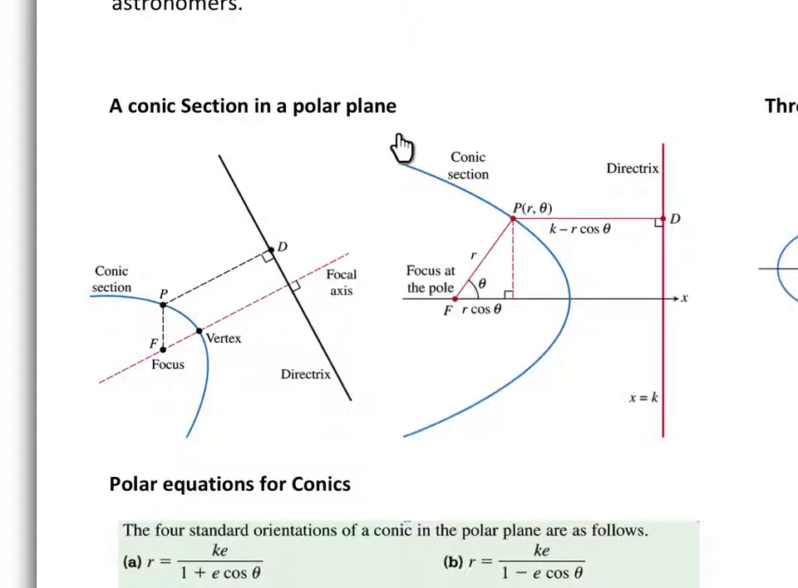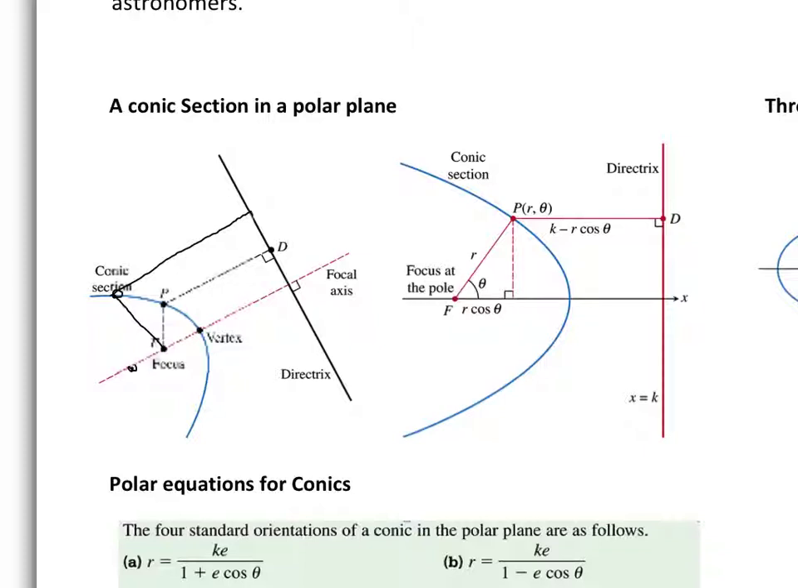Now, a conic section in a polar plane. Okay, so the polar plane is different. Remember the distance from the focus and directrix always used to be the same? Well, now it's not the same, but it's the same ratio. So if you were to go here, or if you were to go here, to here, those are the same ratios. Same thing goes here.